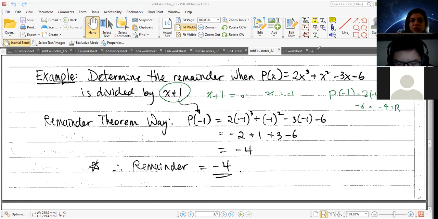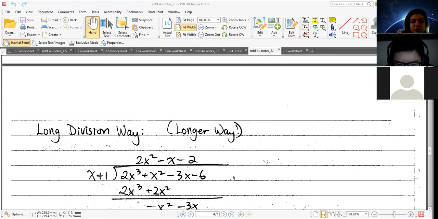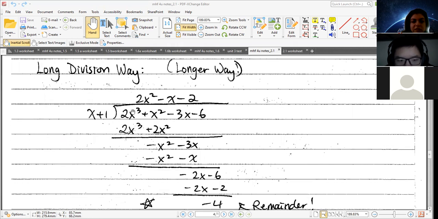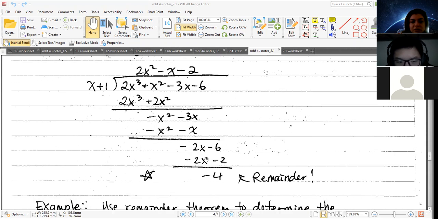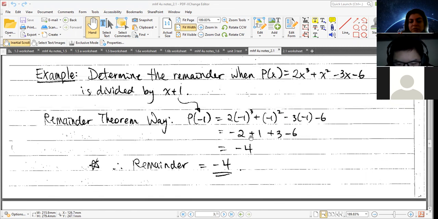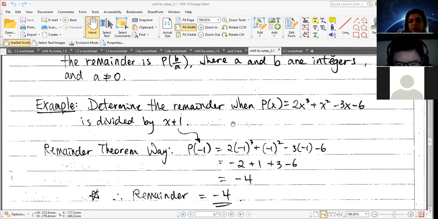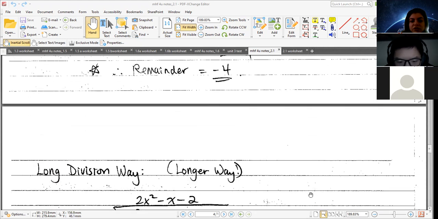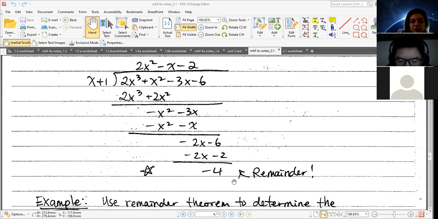You can do the long division to check. Actually, the next one, you want to check that. So the remainder is negative 4. But if you don't believe, you can do the long division, dividing by x plus 1. If we do it, see the remainder is negative 2. When I ask you to use the remainder theorem, you have to do it this way to find the remainder. If I ask you for the long division, you have to do it that way to find the remainder.